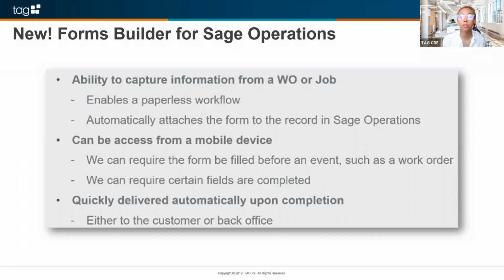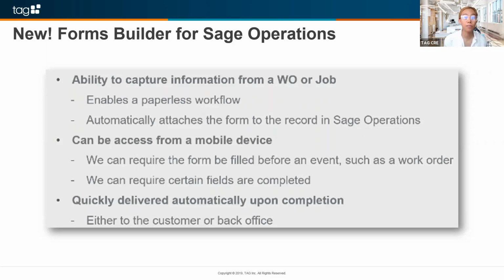This allows you to capture information, whether on a work order or a job, or maybe this is just a general form or report that you want your employees to do, no matter if they're in the back office or out in the field. This can enable a paperless workflow, and in today's conditions, this is absolutely crucial. It automatically attaches that form to the record in Sage Operations, but also allows you to have that information in the back office as well.